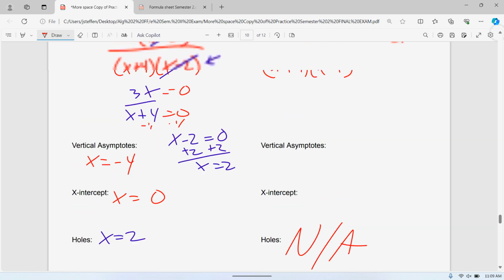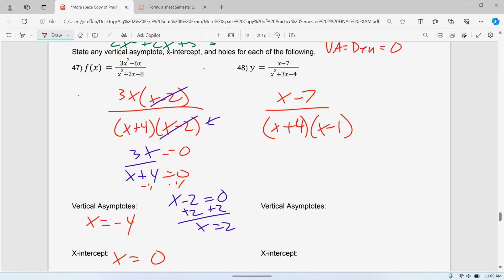So my vertical asymptote is what makes the denominator 0. So we're going to have 2 of them. X is equal to -4 and +1. That's fine. You can have 2. And your x-intercepts are what make the numerator 0, which would be +7.